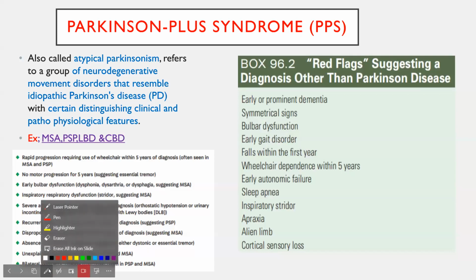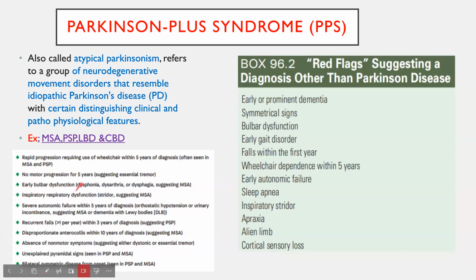So whenever you see a patient having Parkinsonism features, you need to rule out whether this patient belongs to the typical Parkinson spectrum or the atypical Parkinson spectrum. Atypical Parkinson's disease is also called Parkinson plus syndrome, that is PPS. Atypical Parkinsonism refers to a group of neurodegenerative movement disorders that resemble idiopathic Parkinson's disease with certain distinguishing features depending on clinical, radiological, and pathophysiological features. Classical examples are multiple system atrophy P, multiple system atrophy C, progressive supranuclear palsy, Lewy body dementia, corticobasal degeneration.